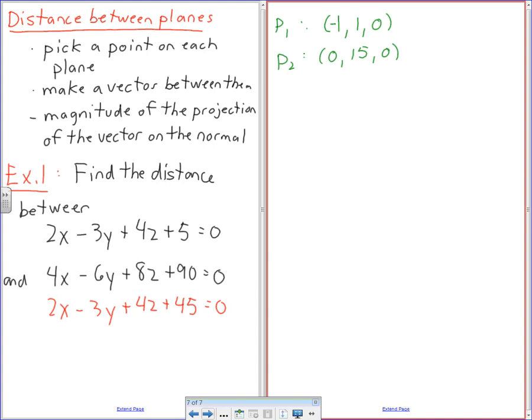Okay, so I have to make my vector. Vector P1, P2 is equal to, we're going to say 1, 14, 0. How I got that was 0 minus -1, 15 minus 1, and then 0 minus 0. Now I need to find the magnitude of the projection of P1, P2 onto N.